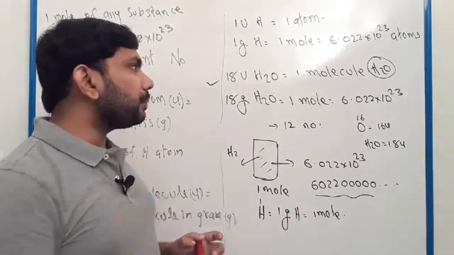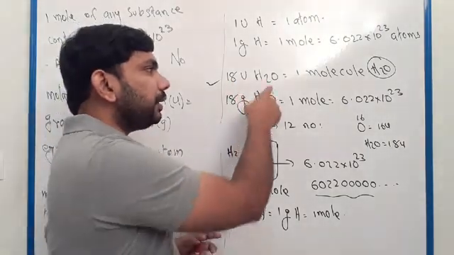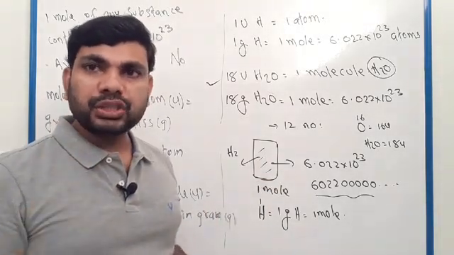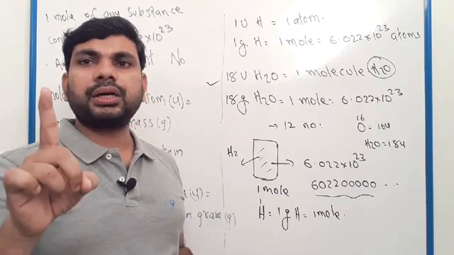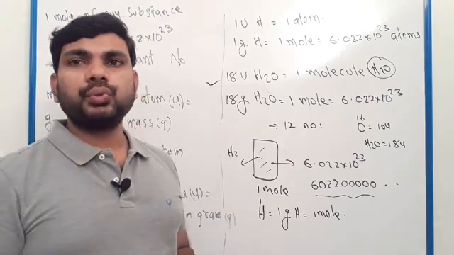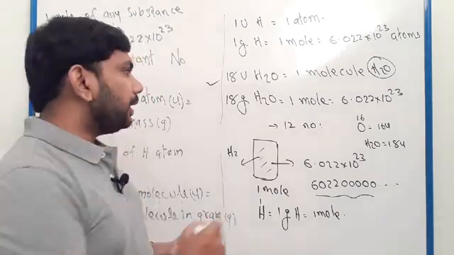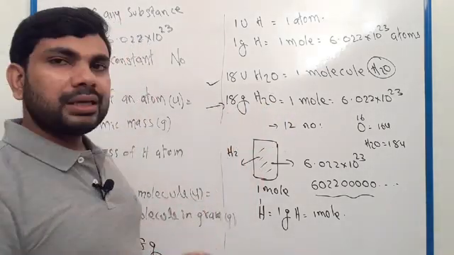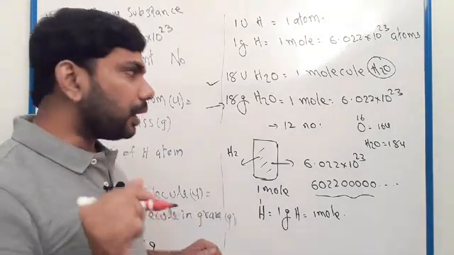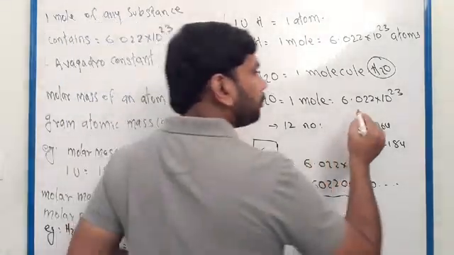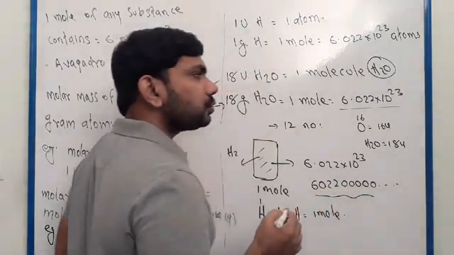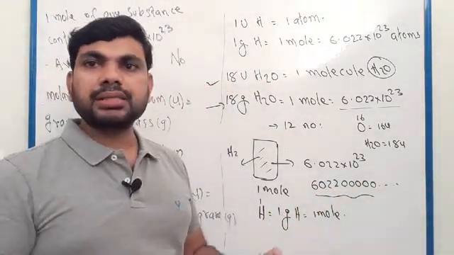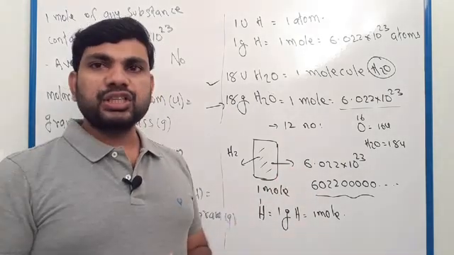Okay, unified mass of 18 u of water means the mass of one water molecule. 18 u water means there is only one H2O, but 18 gram H2O means it is 1 mole of water. 1 mole of water contains 6.022 × 10^23 molecules. Okay, that is a big number of water molecules.